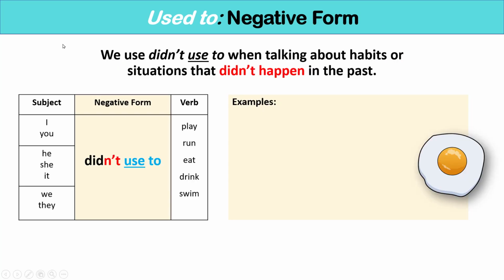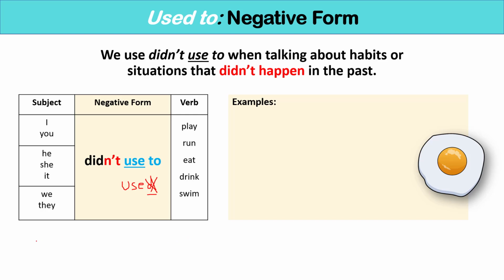Now let's talk about the negative form of "used to". We use "didn't use to" when talking about habits or situations that didn't happen in the past. So again, we start with the subject, then we have the negative form, "didn't use to". Now be very careful not to add a D and put "didn't used to". We do not add the D at the end. We just say "didn't use to" without the D.